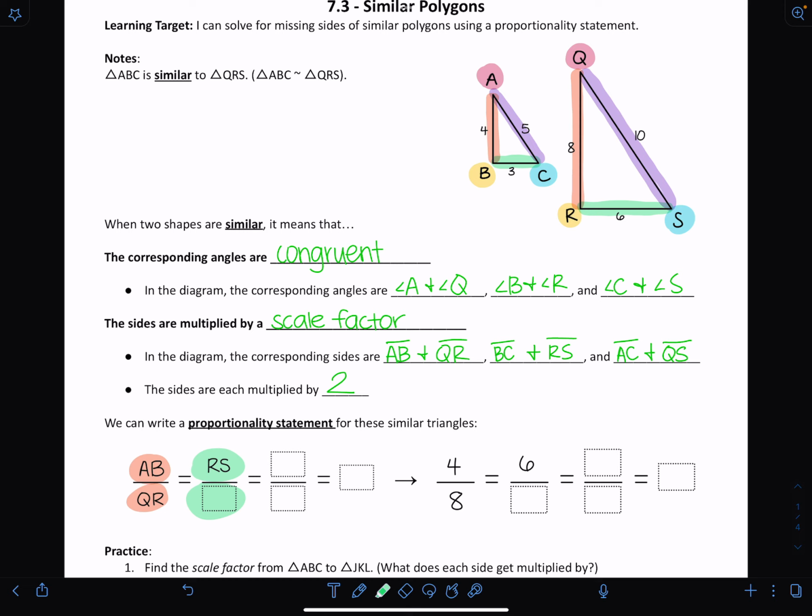Oh shoot, here's my first error. Sorry about the coughing. I hope it's not too loud in your headphones. Okay, whoops, we need to correct my mistake here. So this should not say RS. Maybe you caught this already. This should say BC. All of the stuff on the top is from our left triangle. And all of the stuff on the bottom should be from the right triangle.